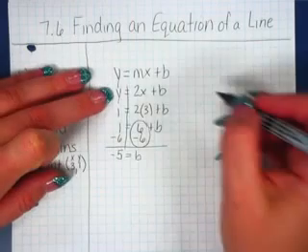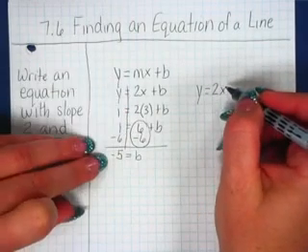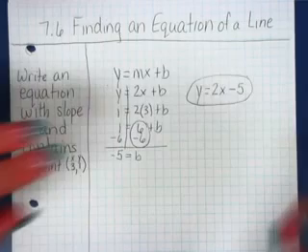So we're going to go all the way back to our equation. y equals, we know the slope, and now we know the y-intercept is a negative 5. So that is our equation.